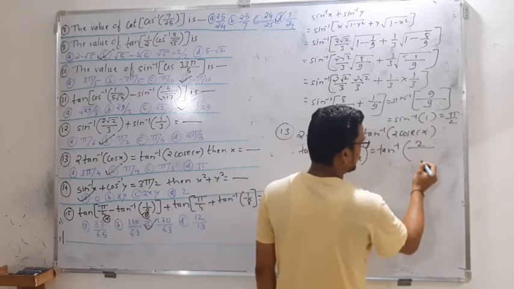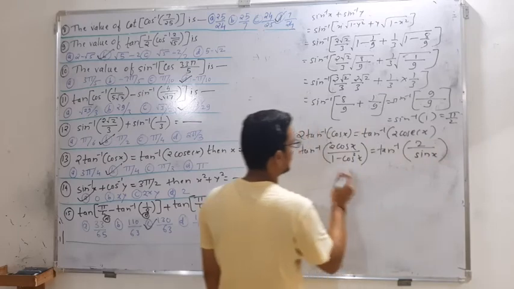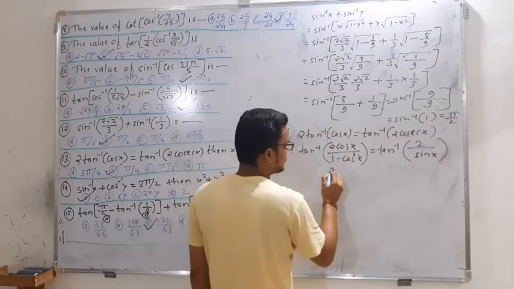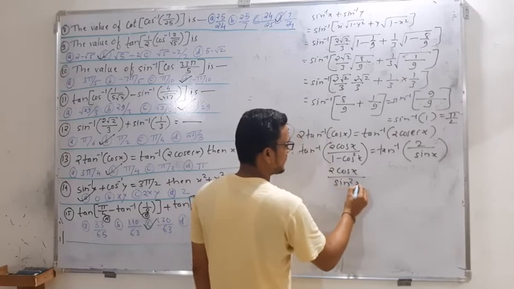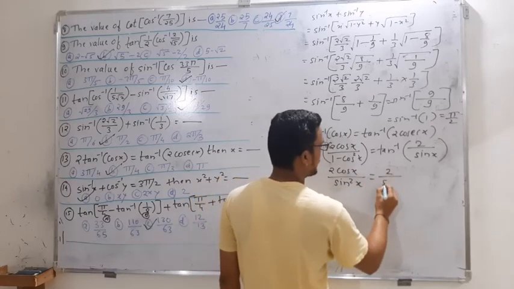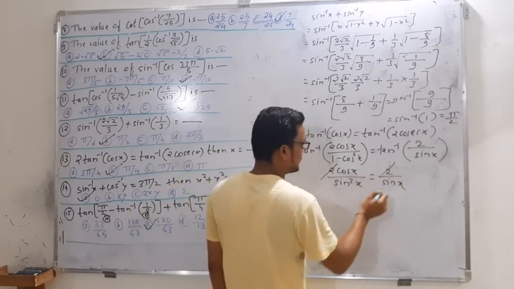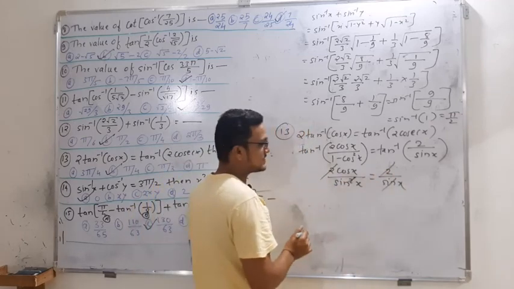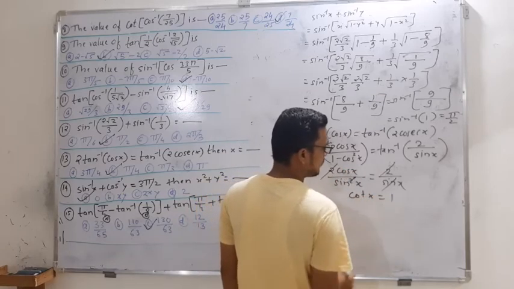What is the reciprocal of cosec x? It means the inverse function, 1 upon sin x. Tan inverse gets cancelled, so we are left with 2 cos x divided by 1 minus cos square x, which can be written as sin square x. This is 2 cos x divided by sin square x. So 2 gets cancelled, and from this one sin x gets cancelled, cos upon sin is cot x, and we are left with 1.